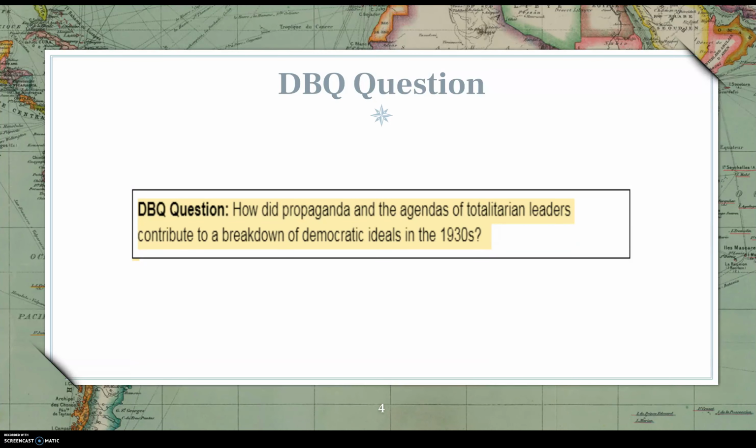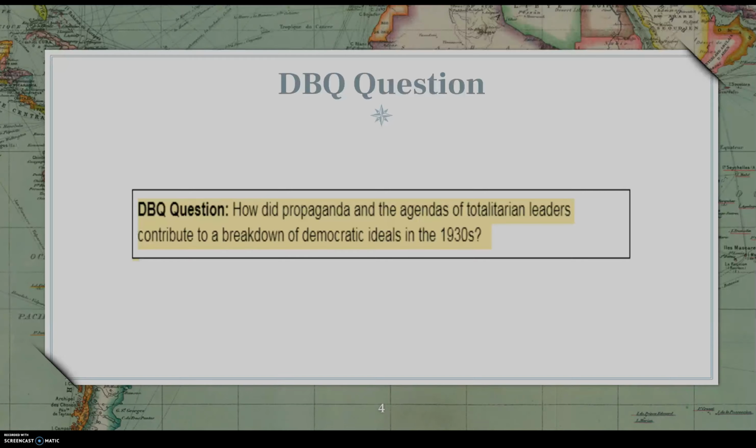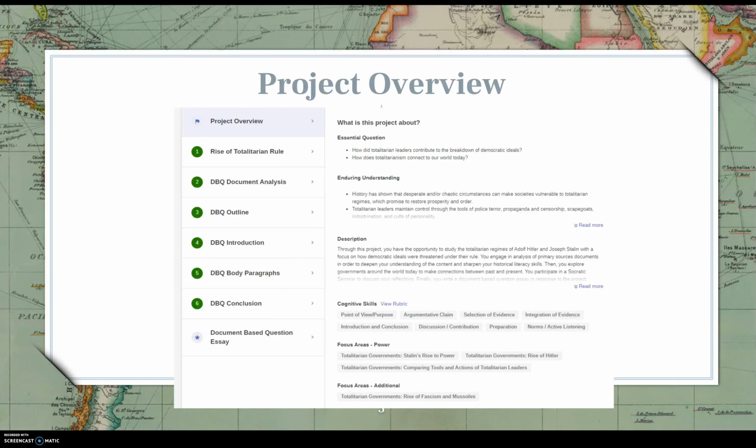And like I said, you will go through and you'll talk about how the democratic ideals break down with totalitarianism, the propaganda. Direct quotes are amazing. There's a lot of great stuff in here that you can include in your DBQ answer. Okay, so remember, like I said, it is breaking it down really nicely. You're going to look at totalitarian rule, figure out what it is, analyze some documents. There's the outline, the introduction, the body paragraphs, the conclusion, and then you turn it in.